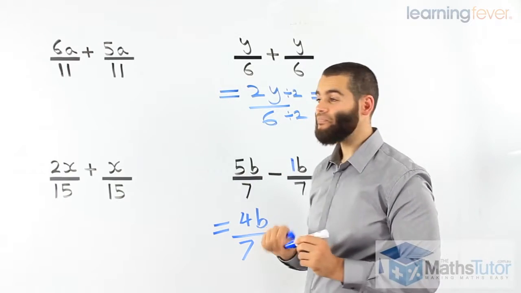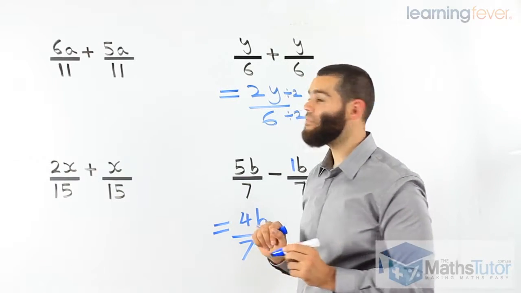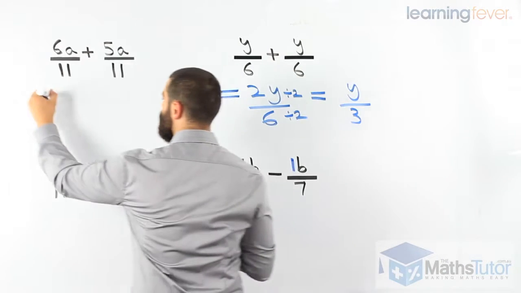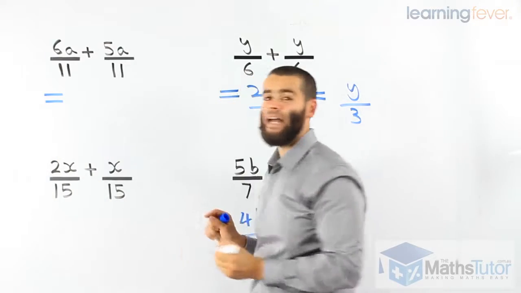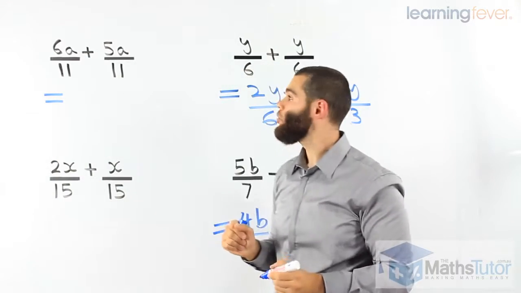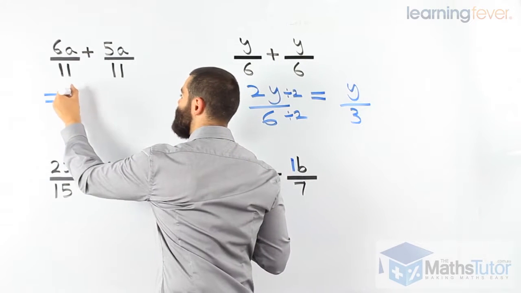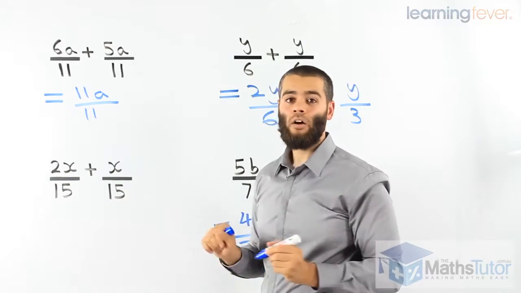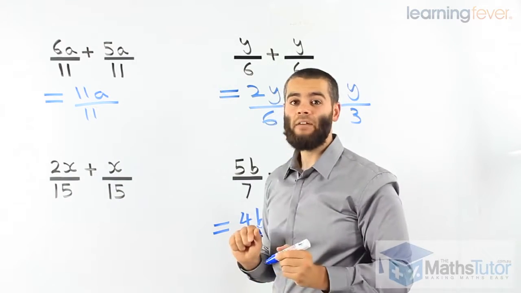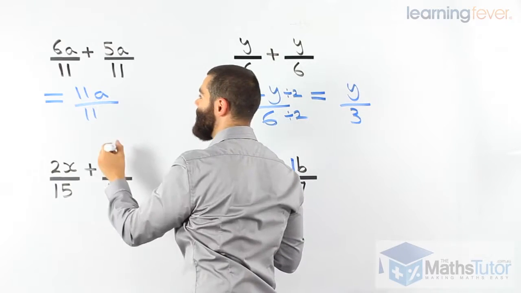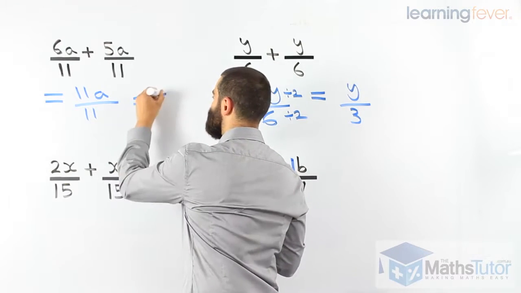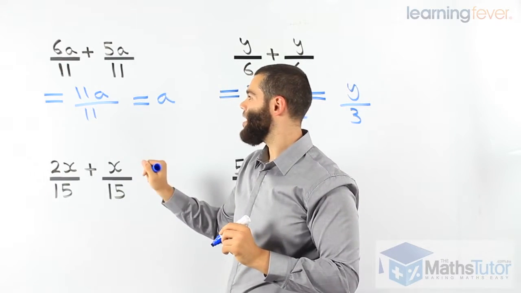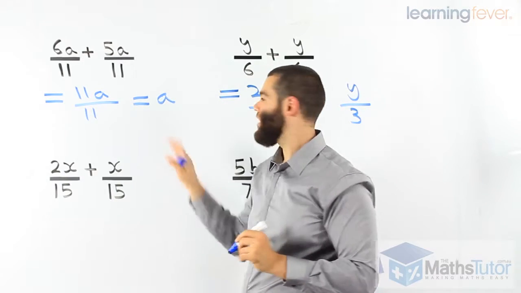Let's do 2 more. 6a over 11 plus 5a over 11. Okay, we are looking to add the fractions. Do we have common denominators? Yes, we do. We can add the top. 6 plus 5, 11a over 11. Now, can we simplify? Yes, we can. 11 over 11. 11 divided by 11 is 1. So our answer is just 1a or just a. It's that easy. 1a or a. That's how we write it.